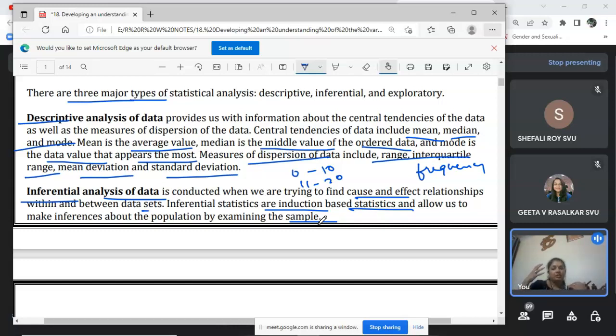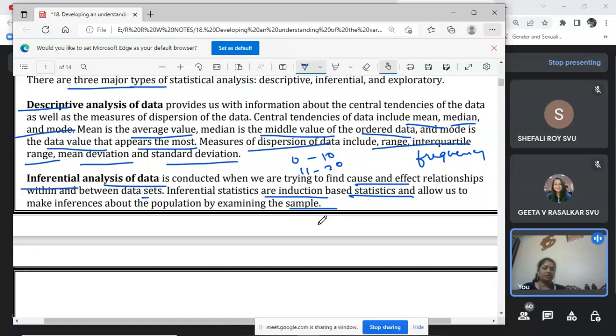Then for those students who cannot take the lesson properly and are facing problems, the teacher should interact with them also and put in more effort to make them understand the particular topic. That is how cause and effect judgment should be made, and in that we use inductive-based statistics. Got it?